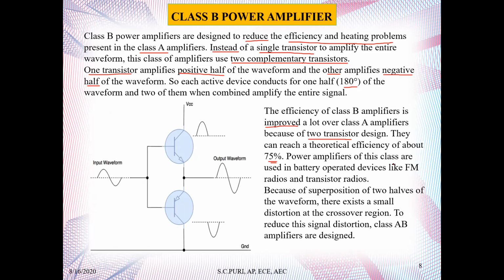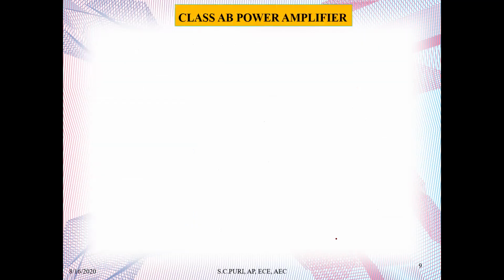Power amplifiers of this class are used in battery operated devices like FM radio and transistor radio. Because of superposition of two halves of the waveform, there exists a small distortion, however, at the crossover region. To reduce this signal distortion, class AB amplifier is designed. Okay, let us discuss class AB power amplifier.